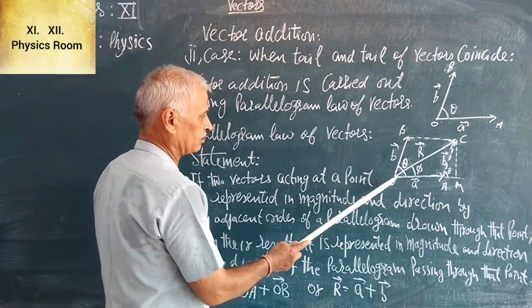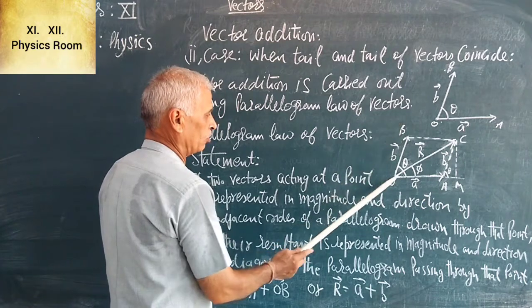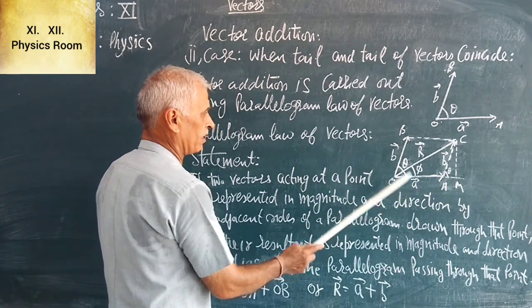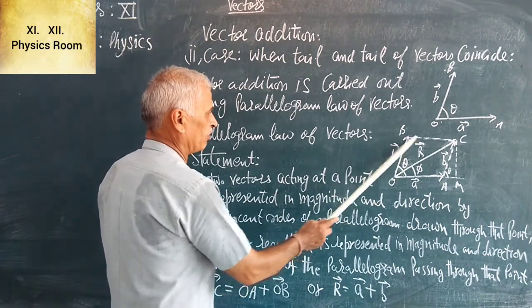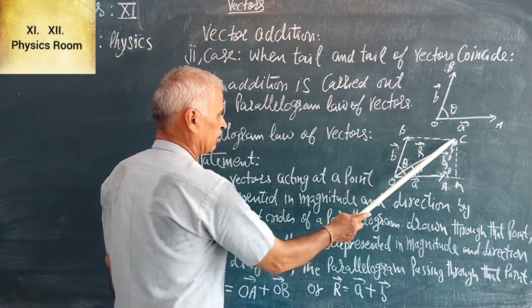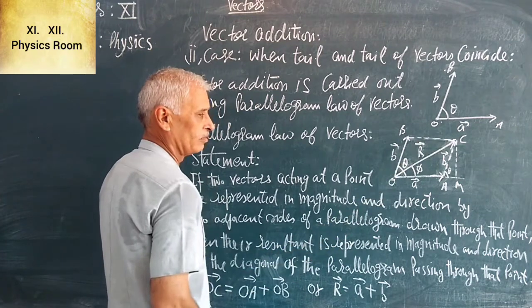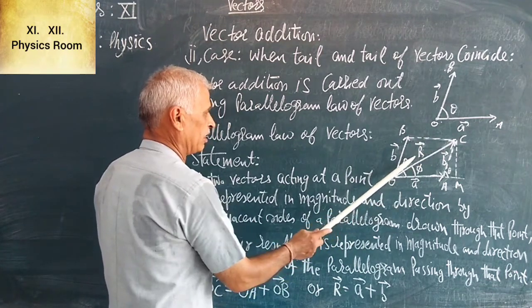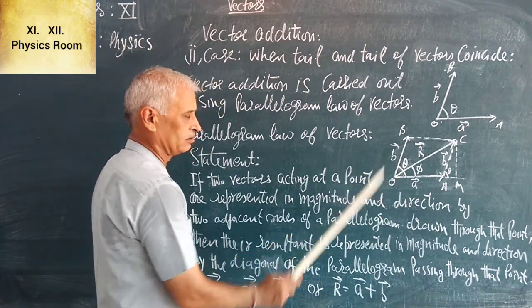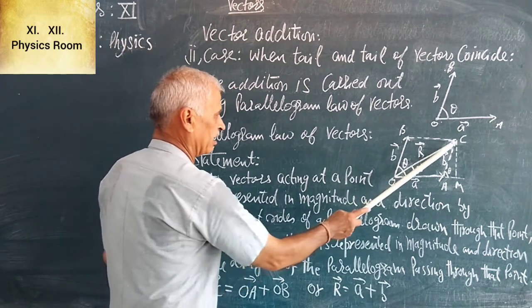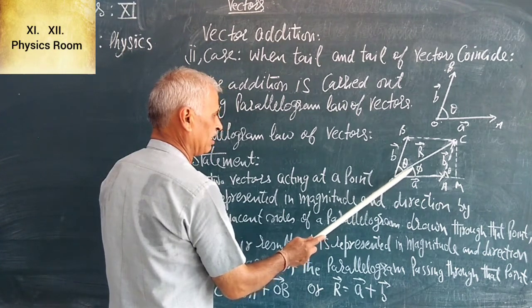Now, these are the two sides of the parallelogram, adjacent sides OA and OB. OA represents vector a, and OB represents vector b. Then if we complete the parallelogram, OC represents the diagonal of this parallelogram. So OC is represented by vector R. The two vectors are inclined at an angle theta, and the direction of the diagonal, the resultant, with OA is given by angle phi.